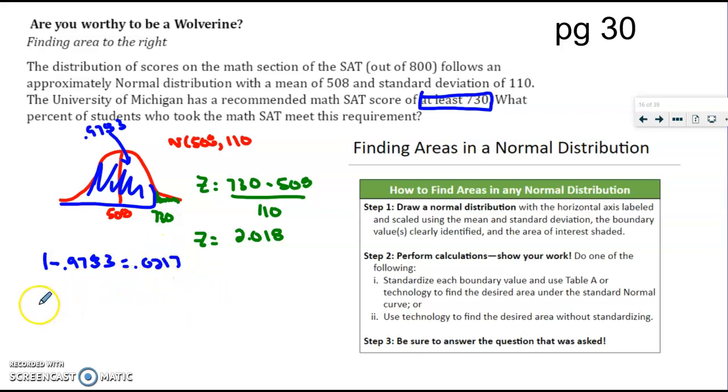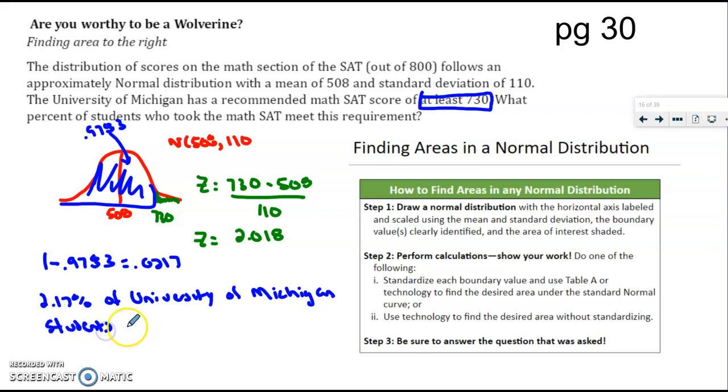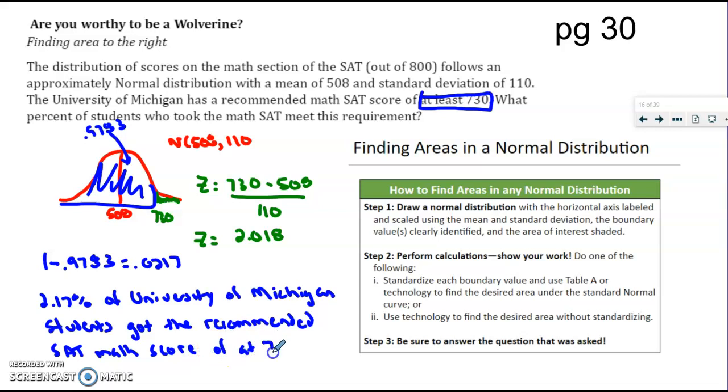So what I could say is that 2.17% of University of Michigan students got the recommended SAT math score of at least 730.